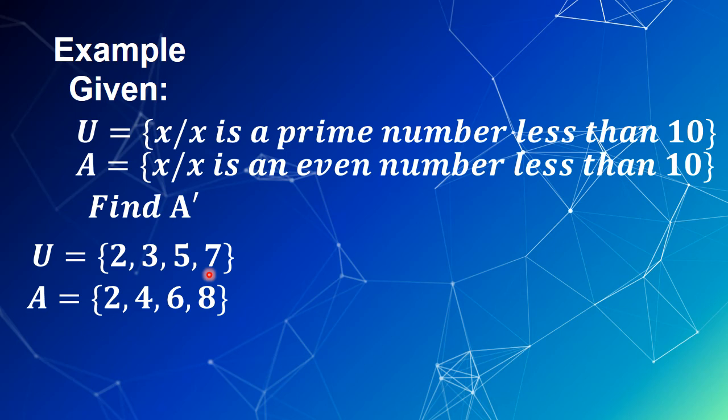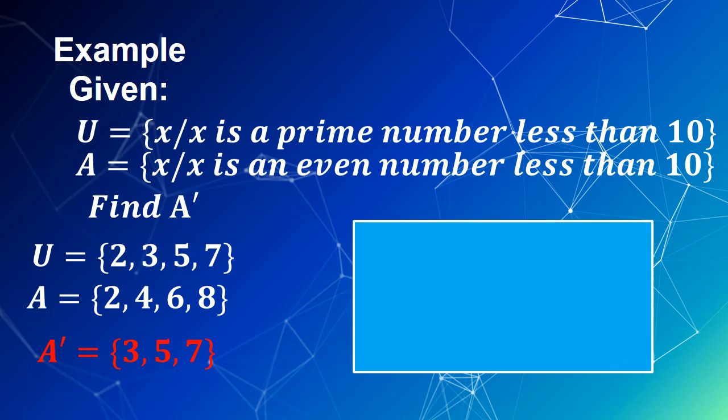So what we're going to look for is the A prime, or the complement of A, which are the elements that are not present in set A but are present in the universal set. So those are 3, 5, and 7. As you can see, 3, 5, and 7 are not present in set A. So in the diagram, you have here the universal set, and we have here set A: 2, 4, 6, and 8, and the elements outside are 3, 5, and 7.